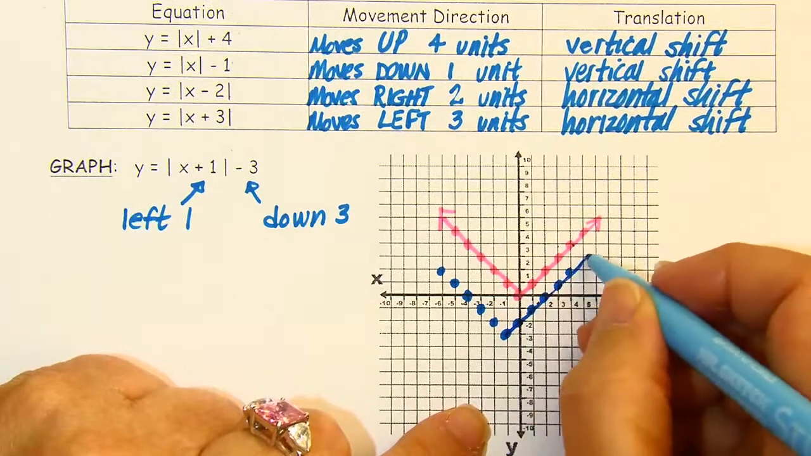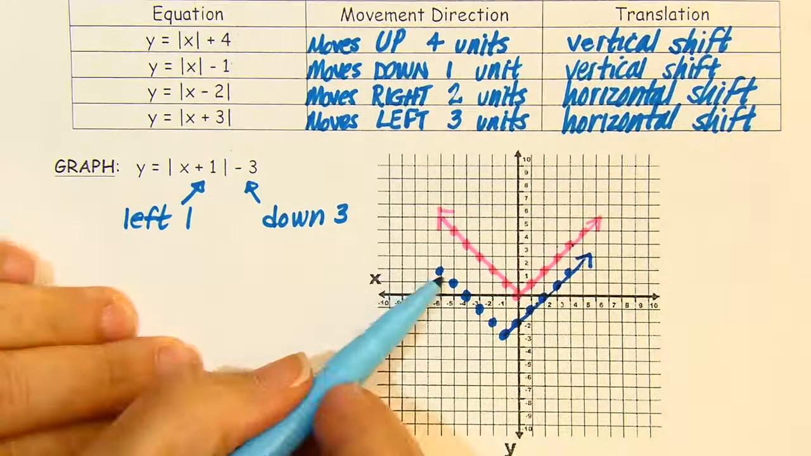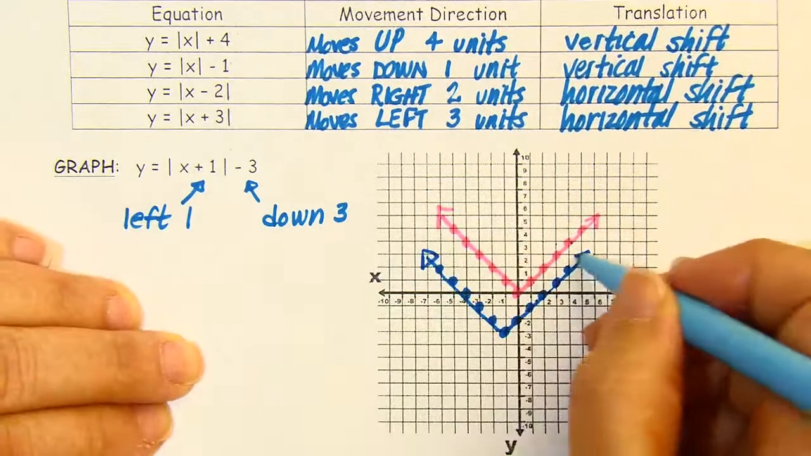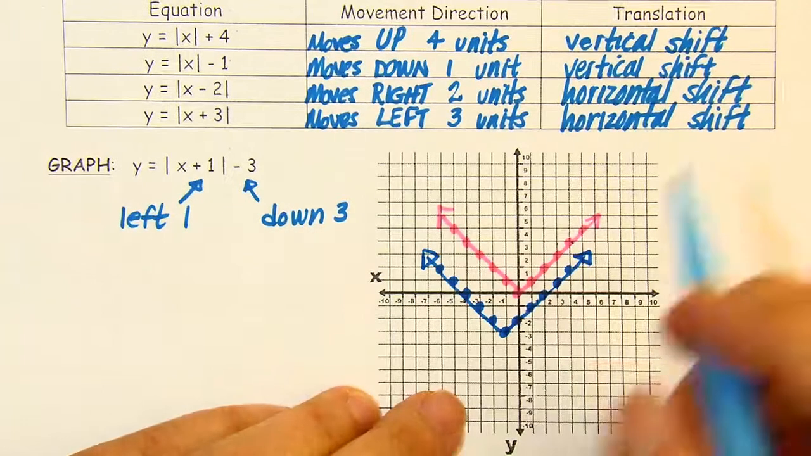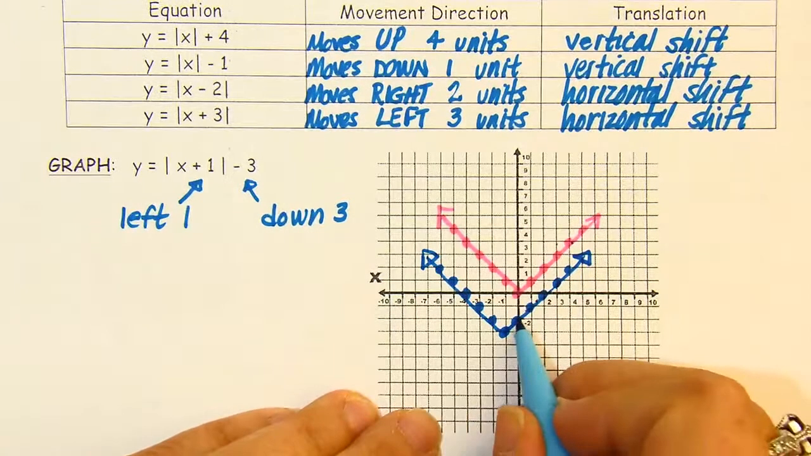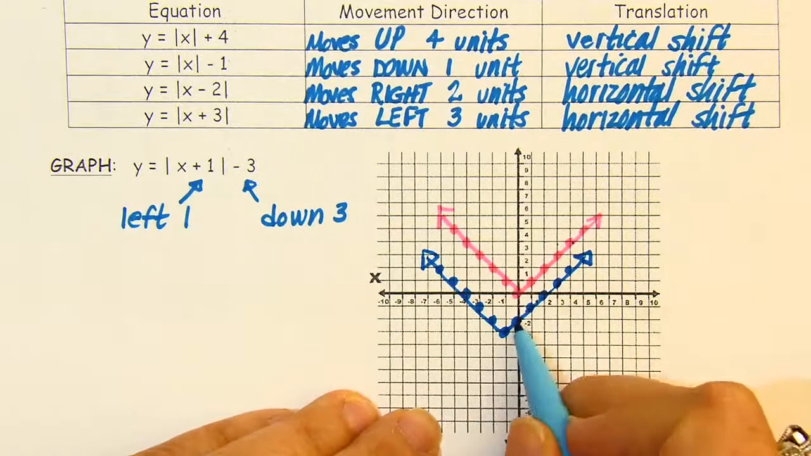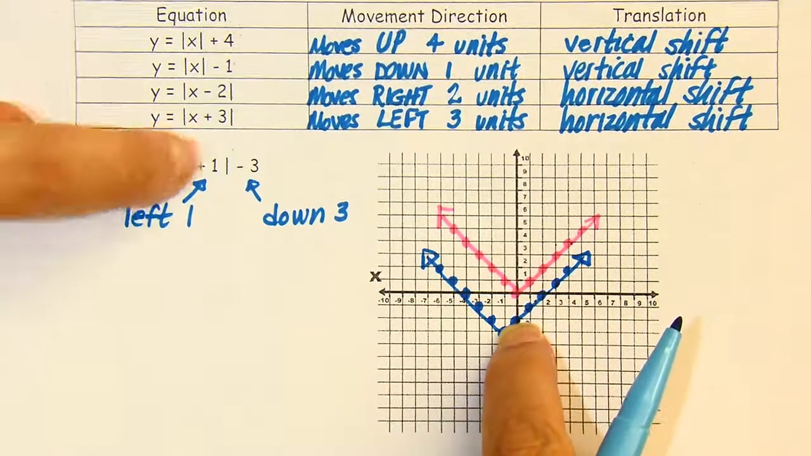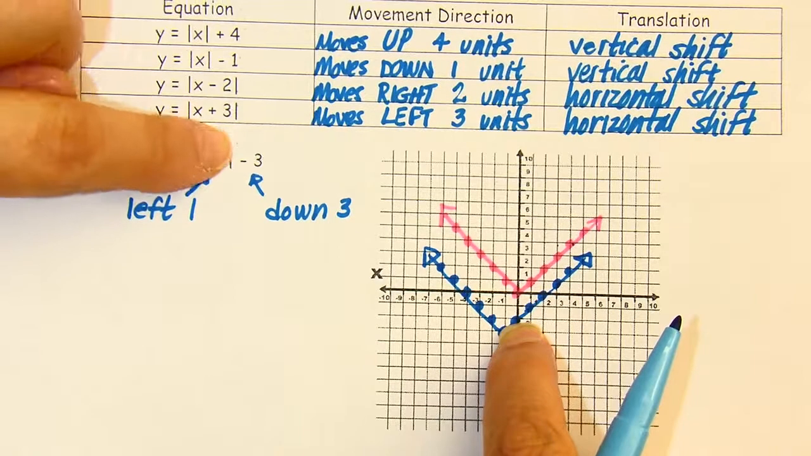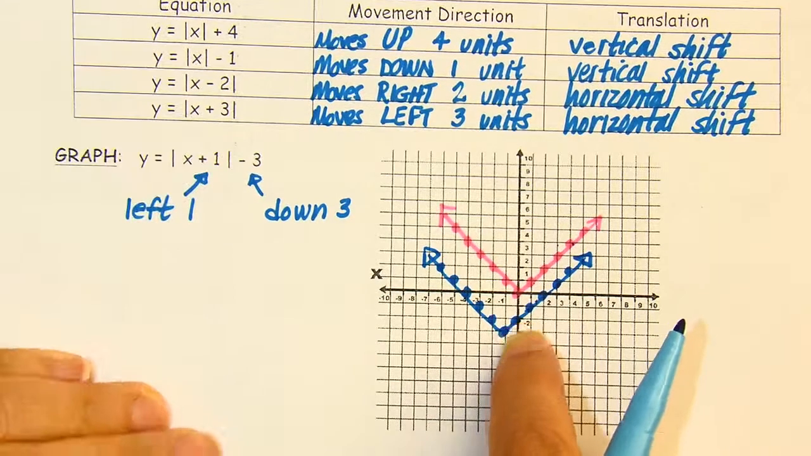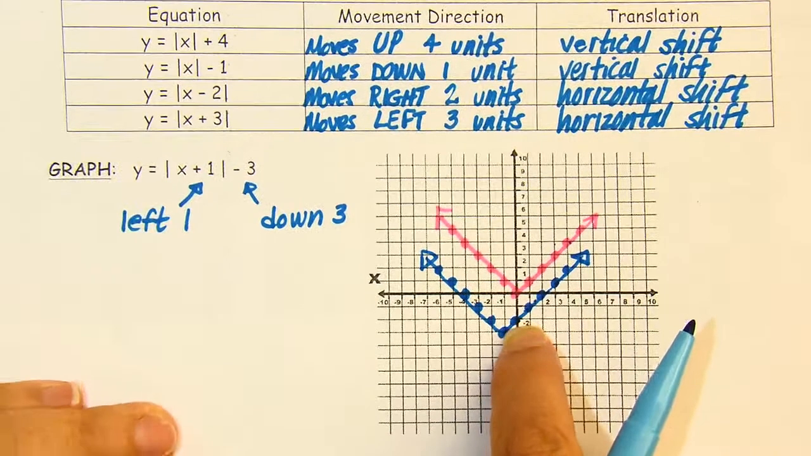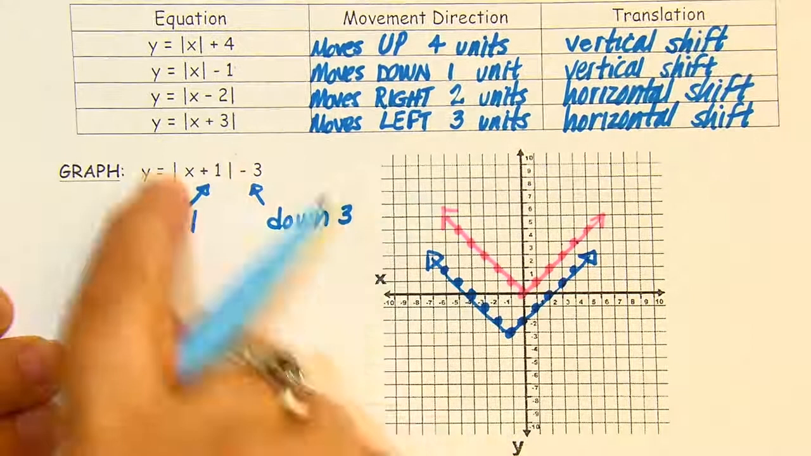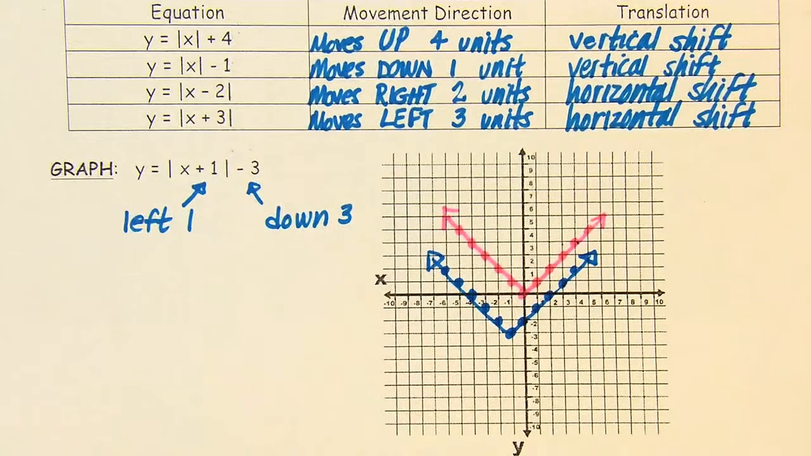To convince yourself, if you weren't quite sure that this worked, you could choose this point right here, for instance. This point is 0, negative 2. So if I put a 0 in here for x, 0 plus 1 is 1, absolute value of 1 is 1, plus negative 3 is negative 2. It does work. But this is just a quicker and more swift way to graph if you understand what's going on with the function's equation.